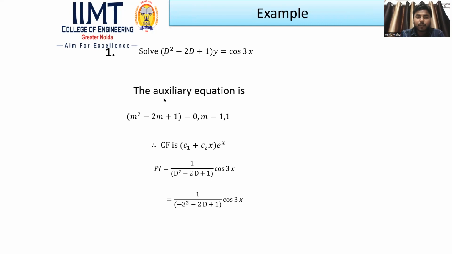Let's discuss some examples. Solve (D² minus 2D plus 1) y equals cos 3x. First we get the auxiliary equation, replace D by m and y equal 1. So we get the equation m² minus 2m plus 1 equals 0. Solve this, we get the values m equals 1, 1. So both the roots are real and repeated. Then CF is (c1 plus c2x) e^x, and PI is 1/(D² minus 2D plus 1) cos 3x. Replace D² equals minus a², so we get 1/(-9 minus 2D plus 1) cos 3x.